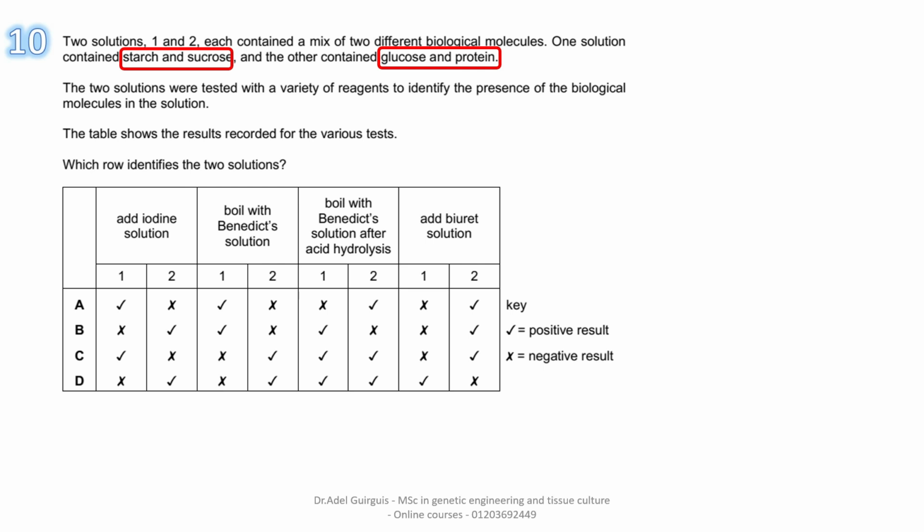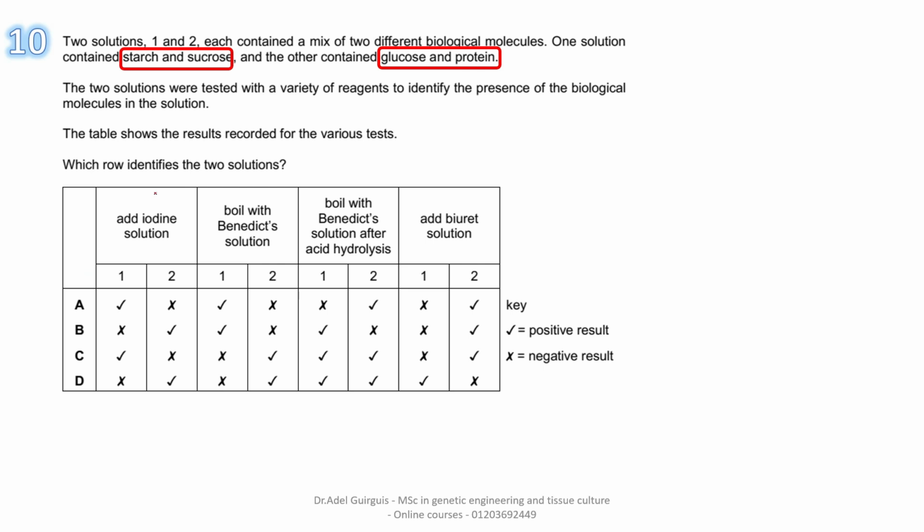The two solutions were tested with a variety of reagents to identify the presence of the biological molecules in the solution. The table shows the results recorded for various tests. Which row identifies the two solutions? How can we determine, for both beakers, which one contains starch and sucrose and which contains glucose and protein?